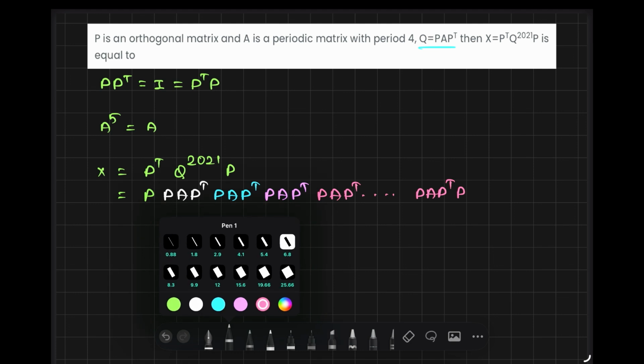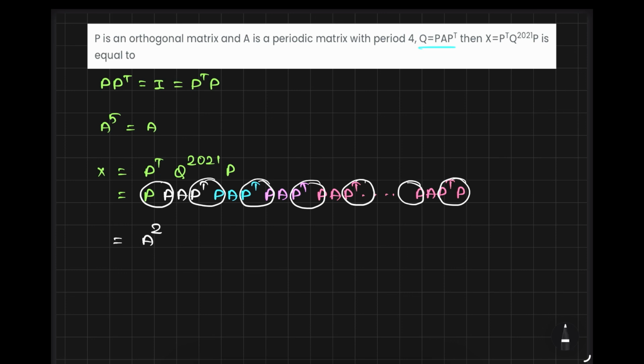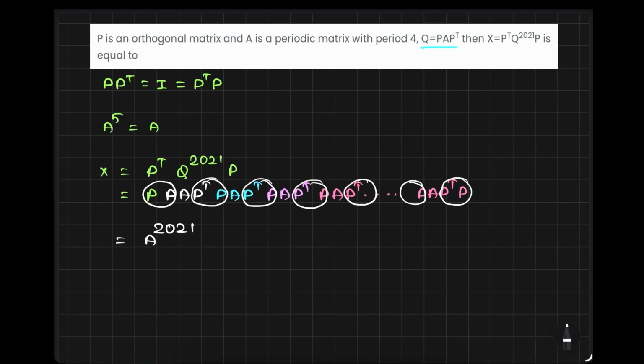Okay, so what we will get, this thing will become identity, this thing will become identity, and so on for every adjacent pair. So you will be left with A. So how many A's are there? A will be to the power 2021, correct? Now you know that A power 5 is A.